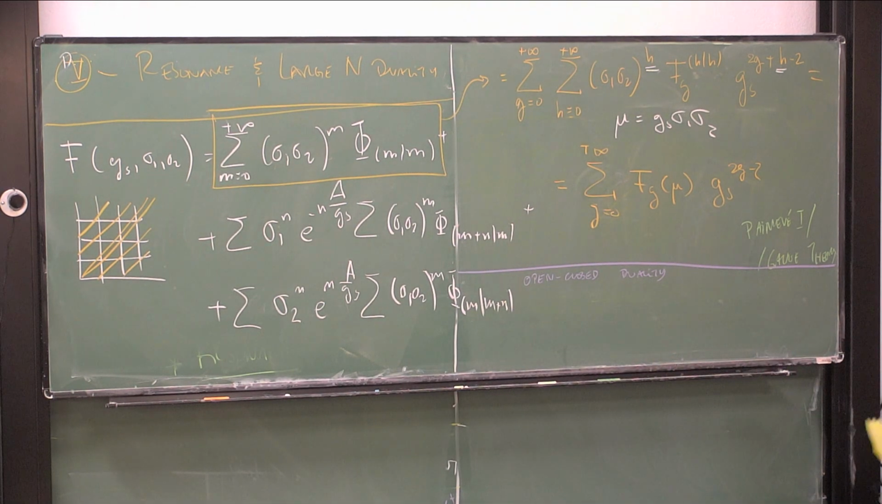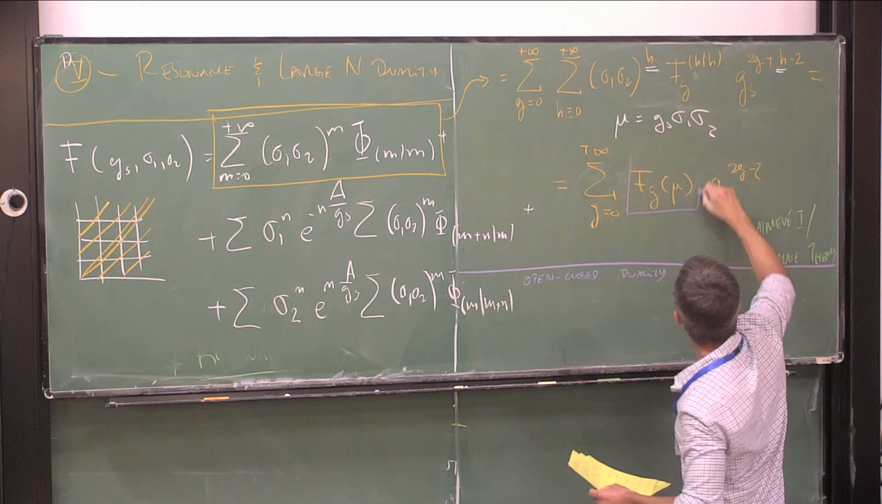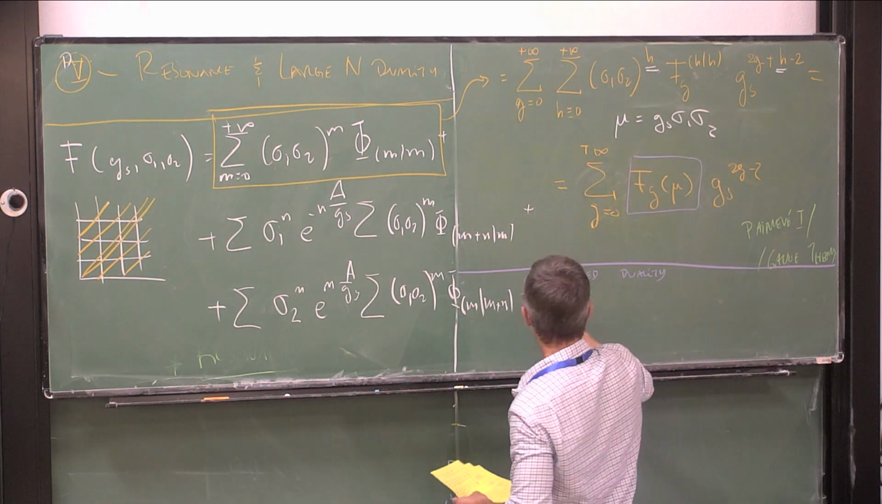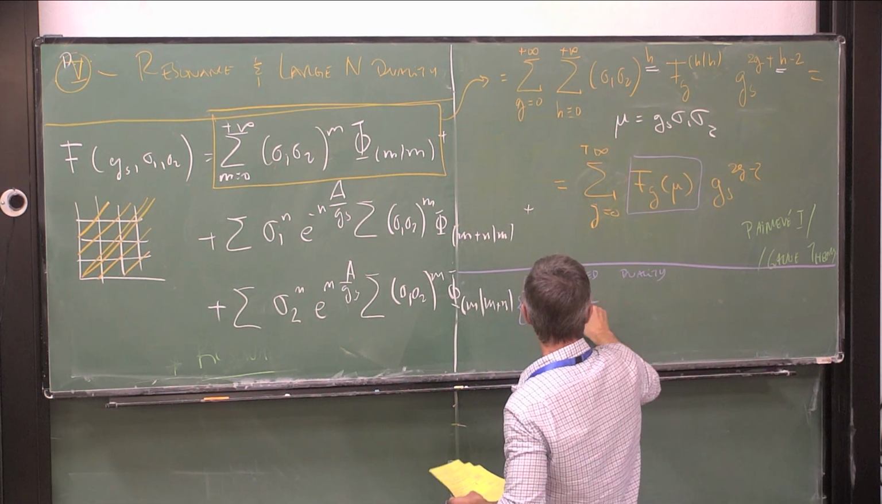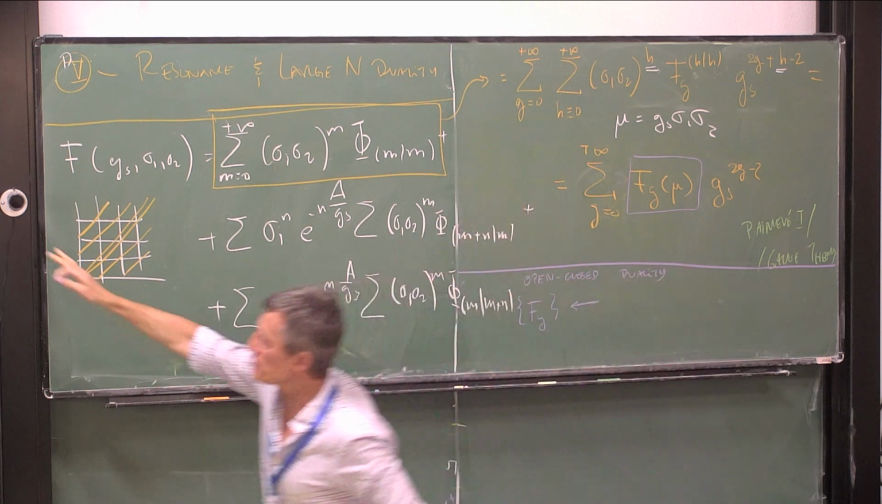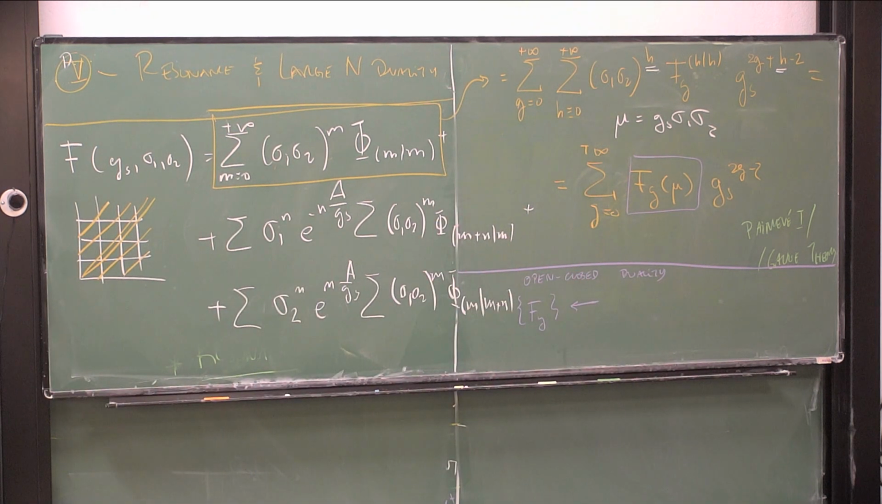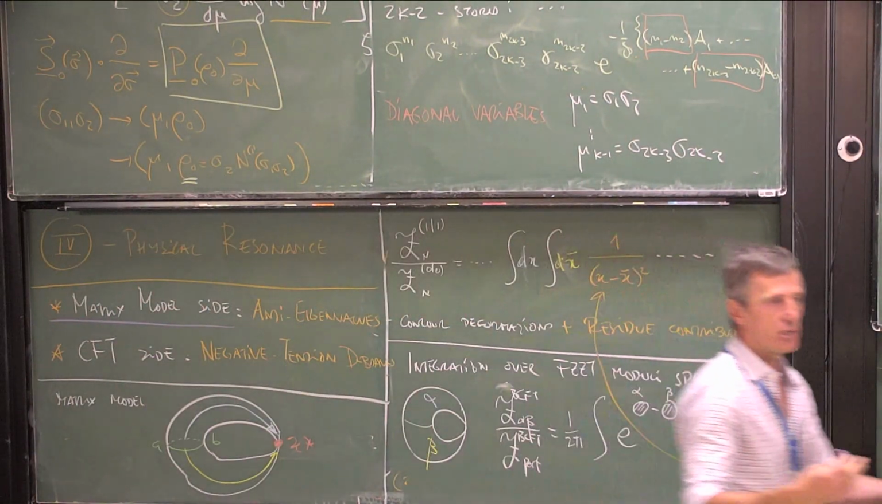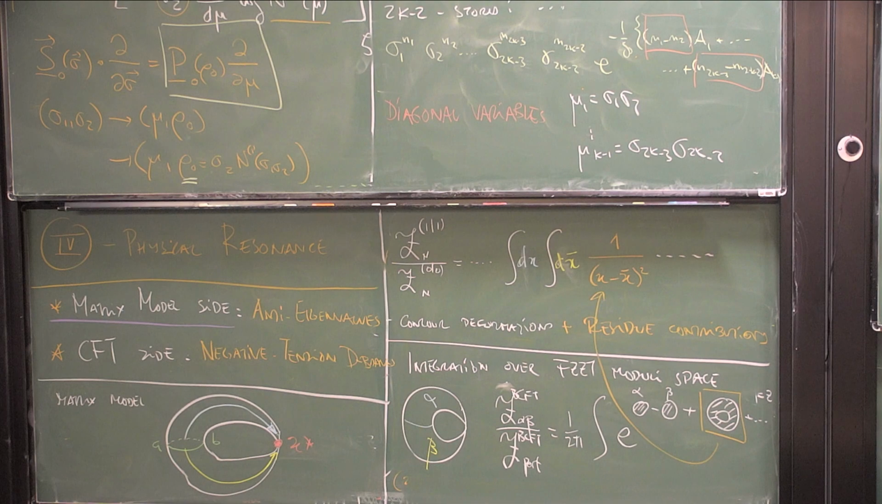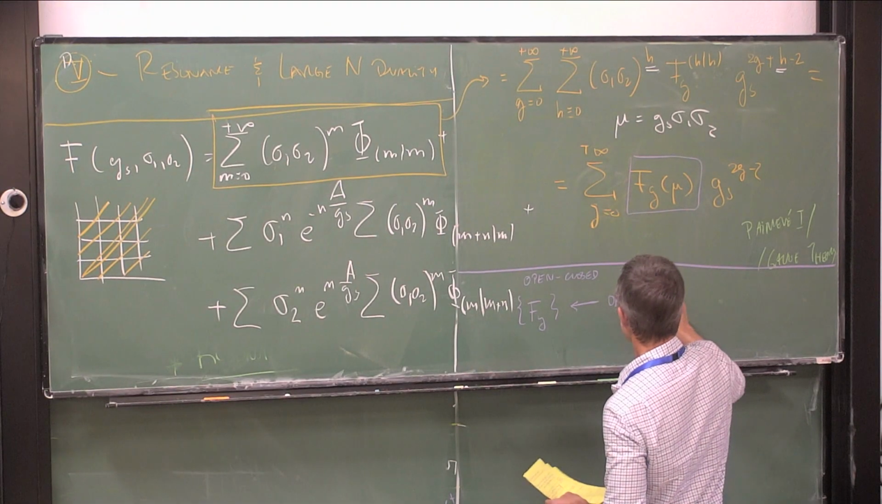So this construction of these FGs, if you will, these calculations that were done here, were all done starting from the matrix model side. I'm solving a string equation, and the string equation is an object that comes up in the matrix model side. So this is sort of an open string calculation.